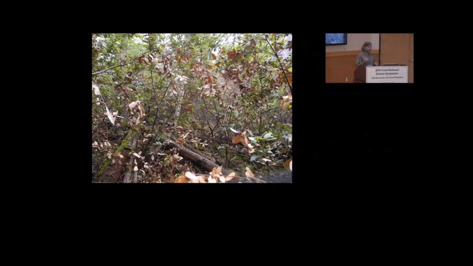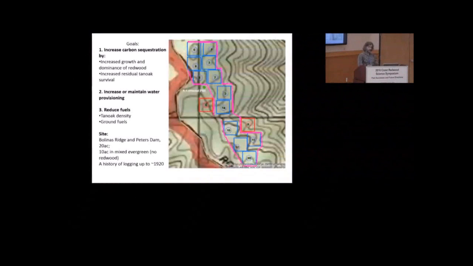Restoring these stands, they're problematic for a lot of reasons. They have a lot of fuel. Their goal is to have overstory redwood, and we set out to test to see if we could do that. This is a part of our study on Bolinas Ridge. We have 3 study sites that are included in this. The design of the study is a set of blocks of 5 1-acre plots. This includes plots in red that were randomly selected as controls, and then we randomly applied a number of treatments on the remaining plots.